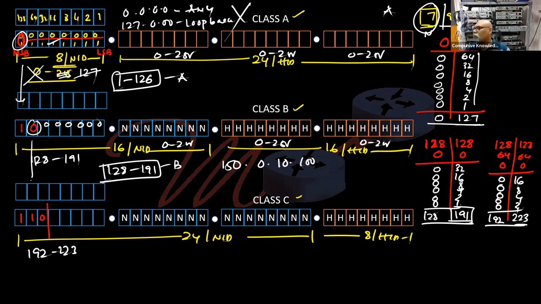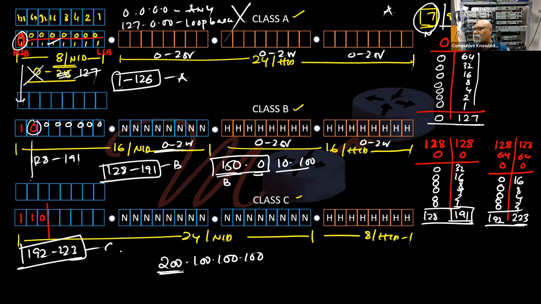150.0.10.100. 150, class B. The second one should be the same, or can be anything, but up to this it is my network. This is my host. So let's say 200.100.100.100. 200, 192 to 223 is class C. The remaining can be anything, but up to this it is my network.